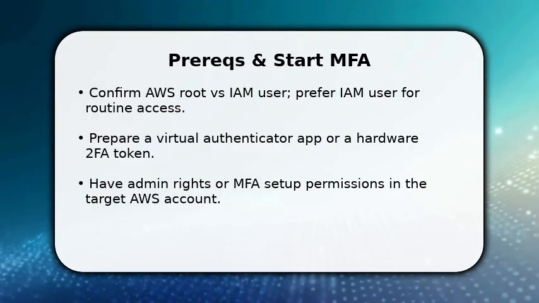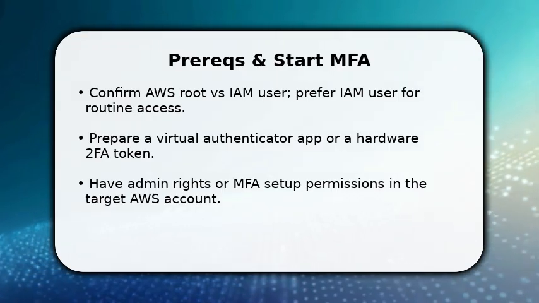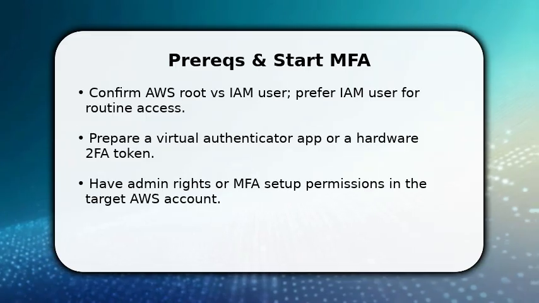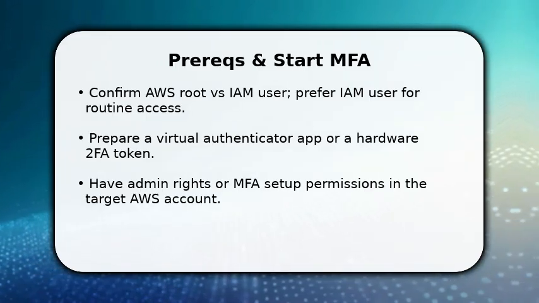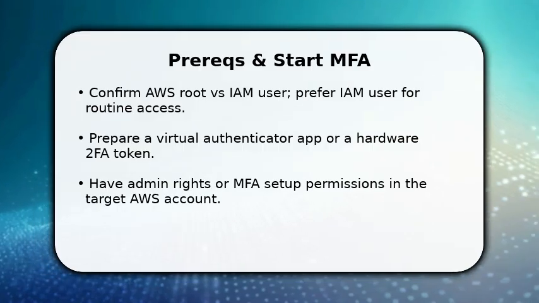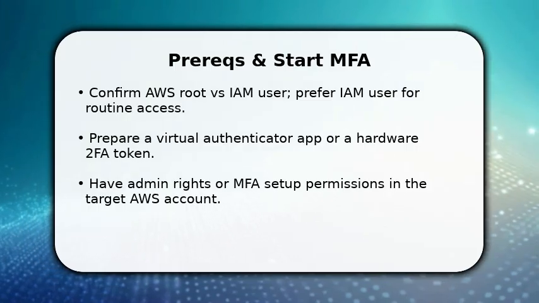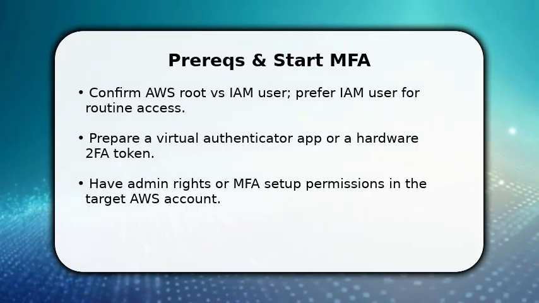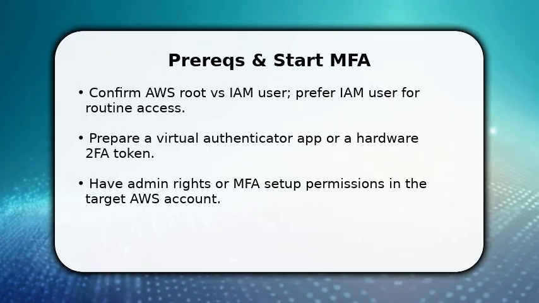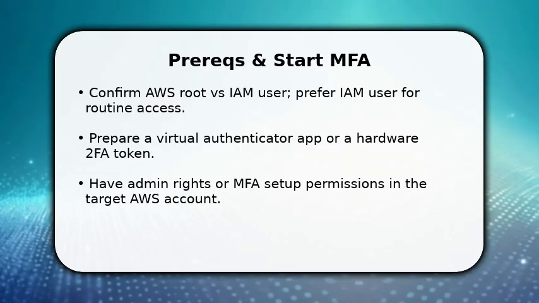You begin by verifying prerequisites. Use an IAM user instead of root when possible and ensure you have IAM create virtual MFA device or equivalent permissions. Once done, open the AWS console and navigate to IAM users, select the target user, and choose security credentials. Make sure the user has a console password set. Without it, you cannot enable virtual MFA in the console.